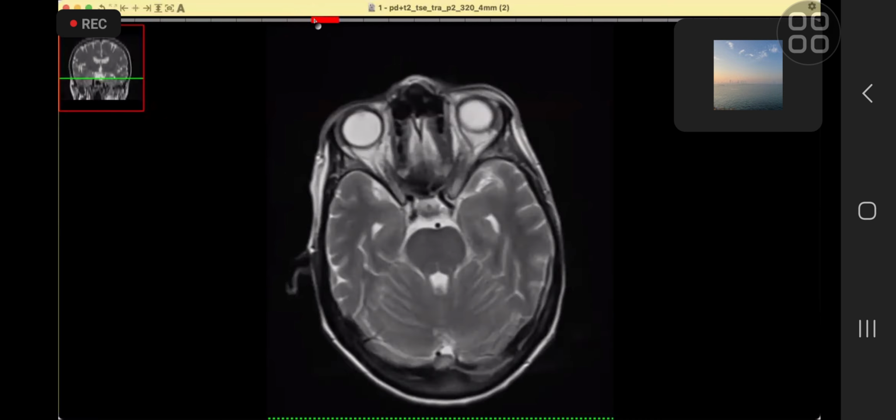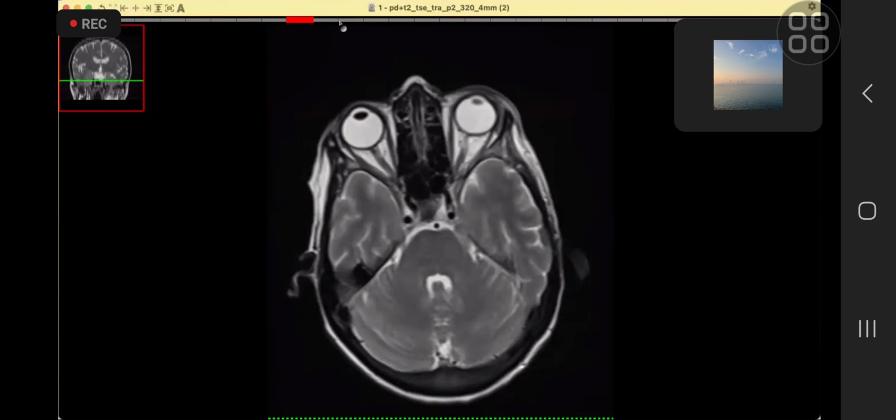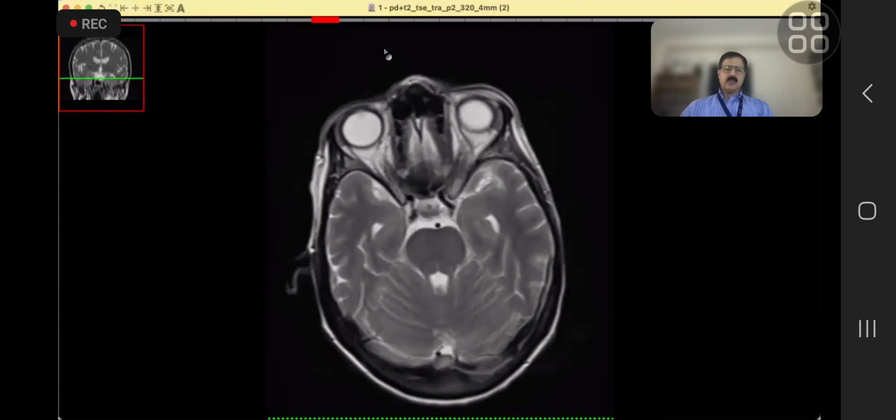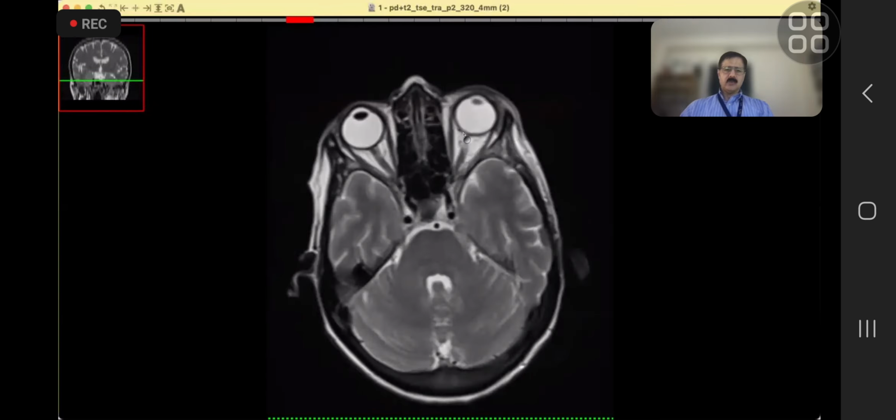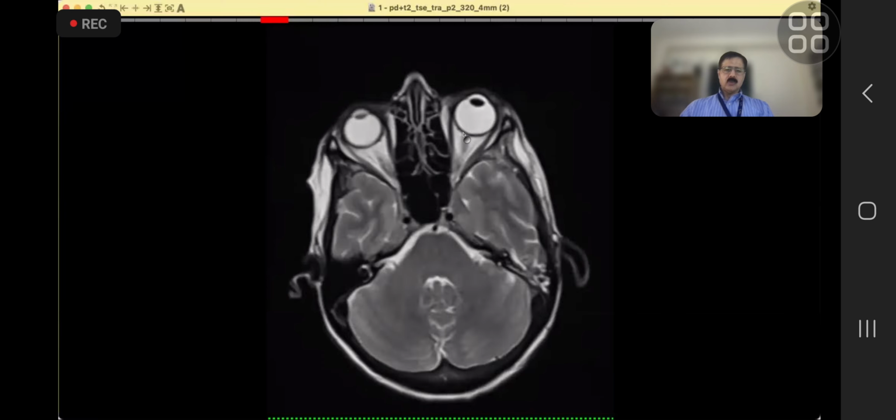I can see there may be what appears to me an area of normal high signal that I need to confirm. Just one second, please. I'm going to take over the mouse. What do you think is happening here?